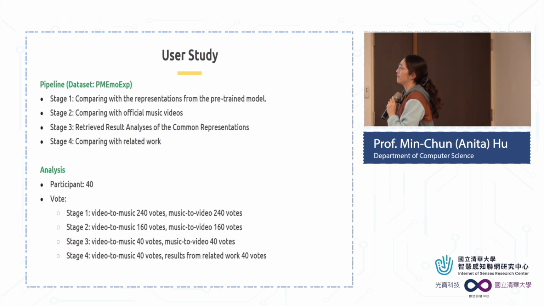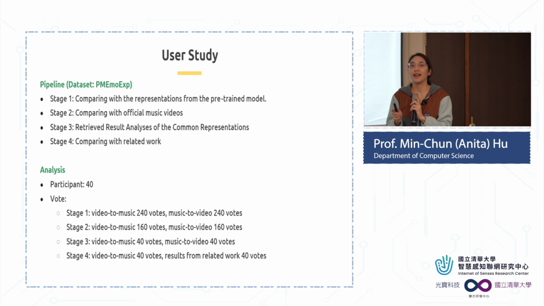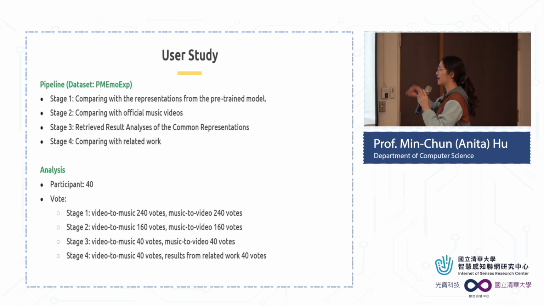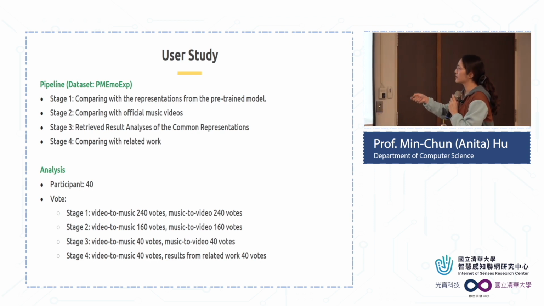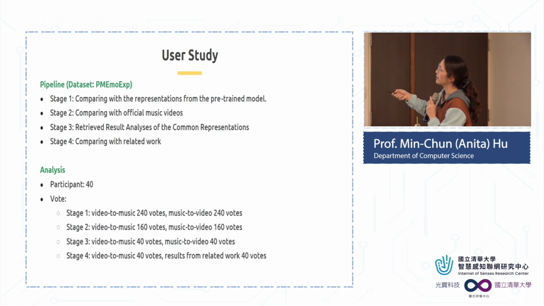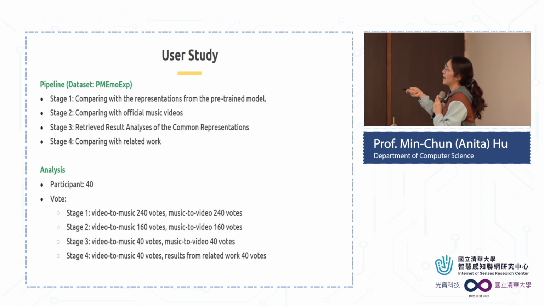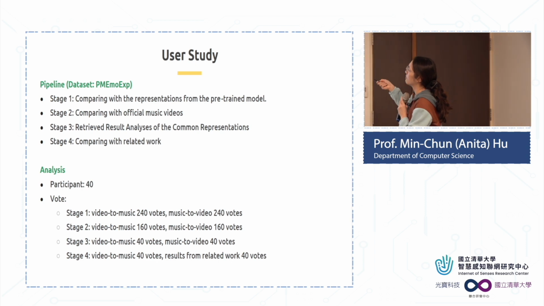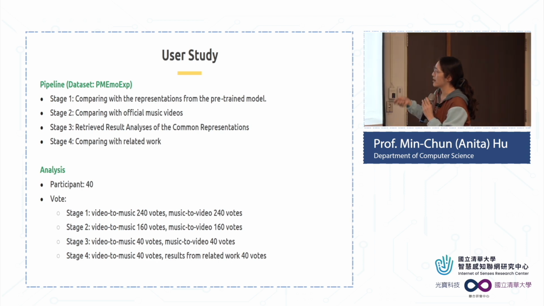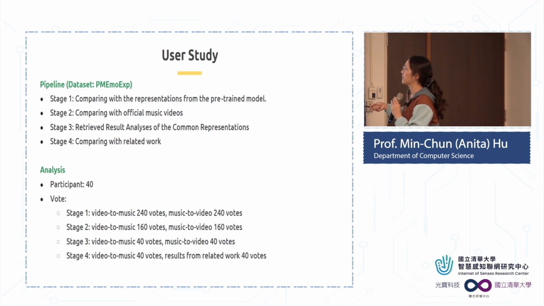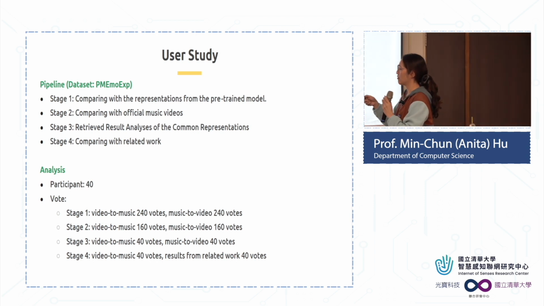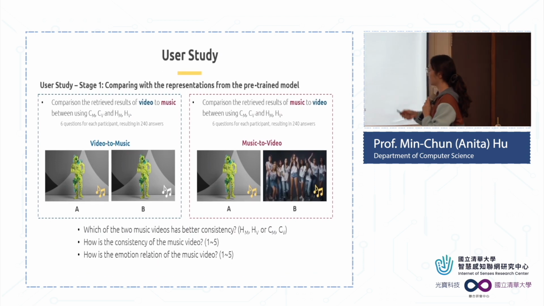However, for emotion, it's very correlated to what the user really feels. So we need to do user study. So we also designed a series of user study which contains 4 stages to investigate whether our model has a very good pre-trained model to extract the common embedding, or whether our model has very good results in pairing all the data. Okay.